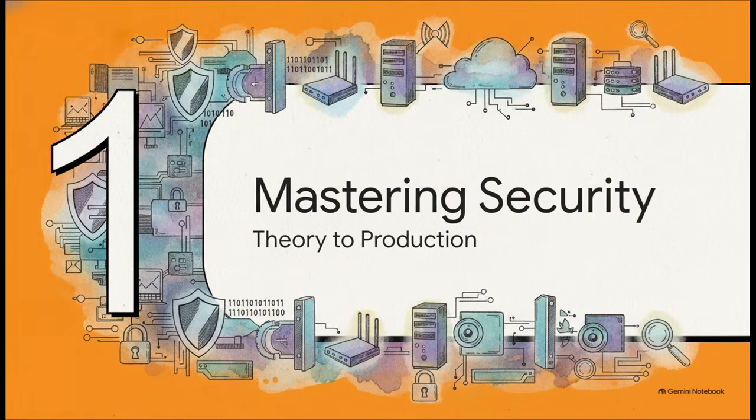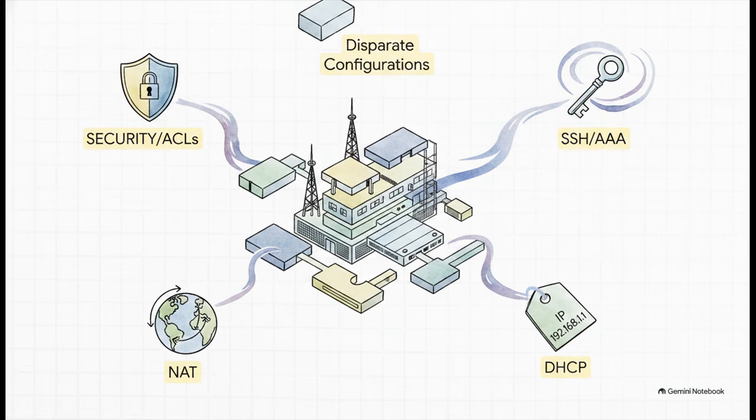Section 1. Mastering Chapter 19 Security, from Theory to Production. What's really fascinating here is how these topics all come together. You've got ACLs, SSH, AAA, NAT, and DHCP. In a vacuum, they just feel like random, isolated textbook chapters. But out in the wild, these are exactly the configurations you run sequentially when spinning up a new site. They are literally the building blocks of a secure, functional branch office.